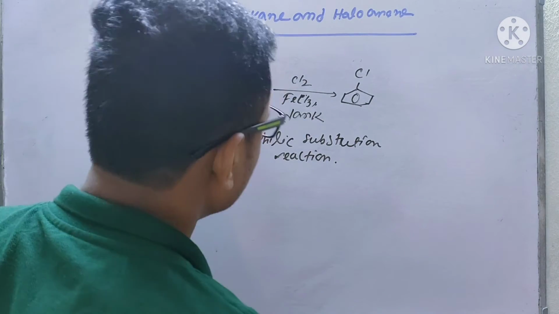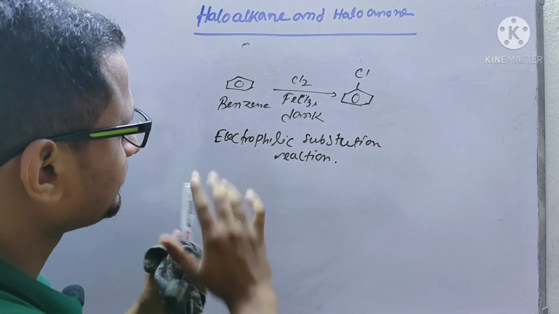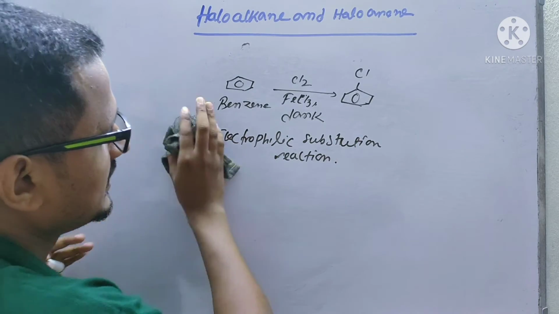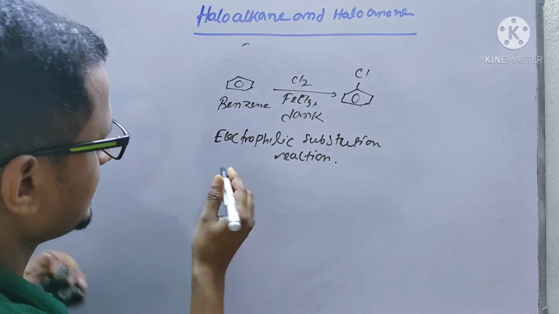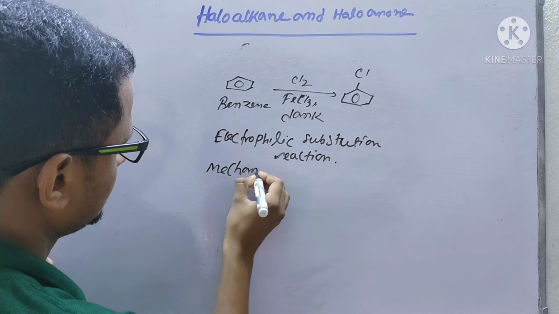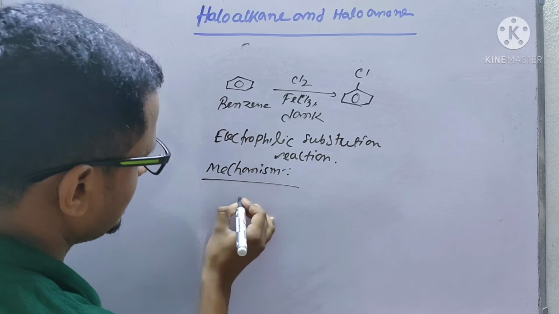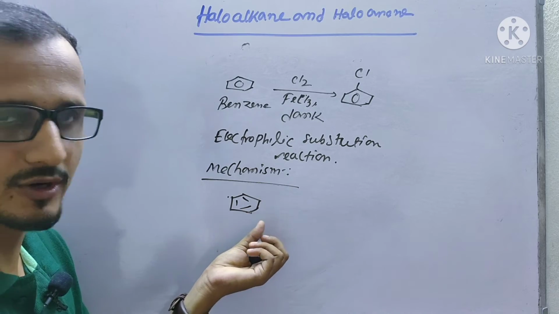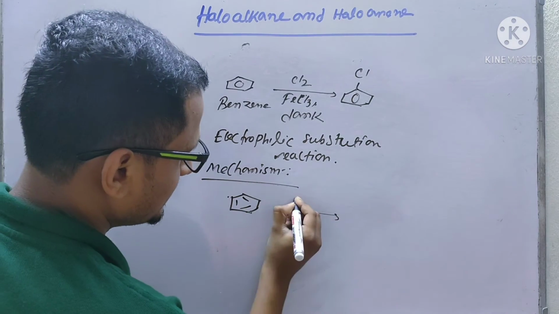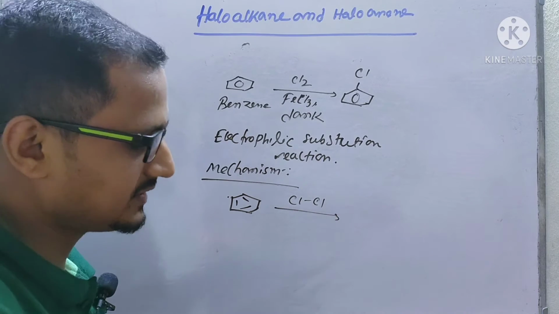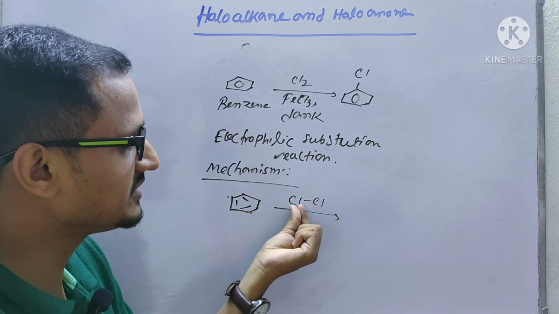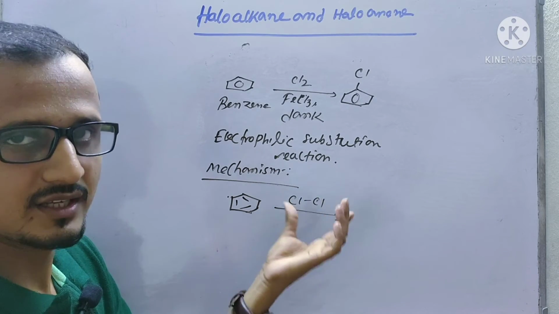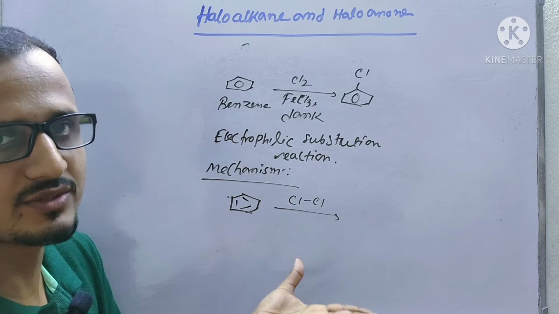Now if you want to see the mechanism of this reaction, a normal electrophilic substitution reaction will take place. See here what the mechanism of this reaction is, which I am writing here. This benzene has 3 conjugated pi bonds. This is the pi bond. Now this chlorine is nothing but Cl bond Cl. There is no difference between the electronegativity of these two chlorines, since both are chlorine.